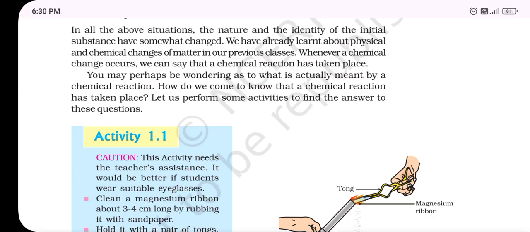You may perhaps be wondering as to what is actually meant by a chemical reaction. We should learn about this. What is a chemical reaction? How do we come to know that a chemical reaction has taken place? Let us perform some activities to find the answer to these questions.